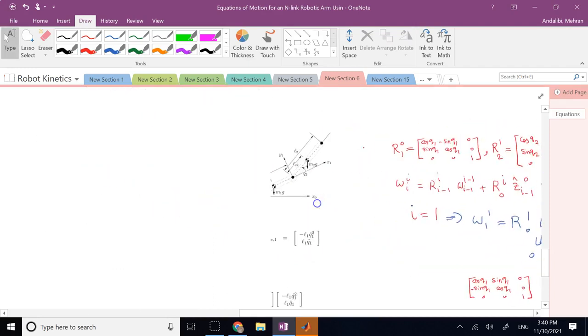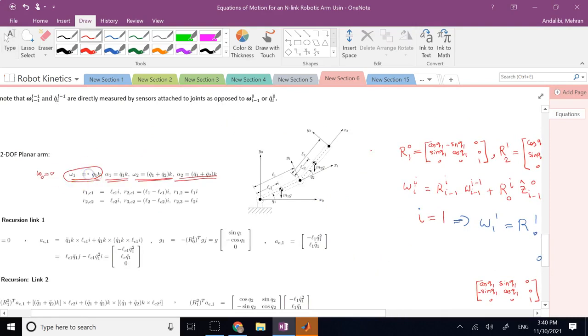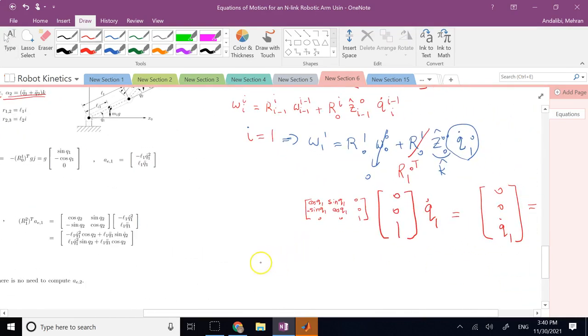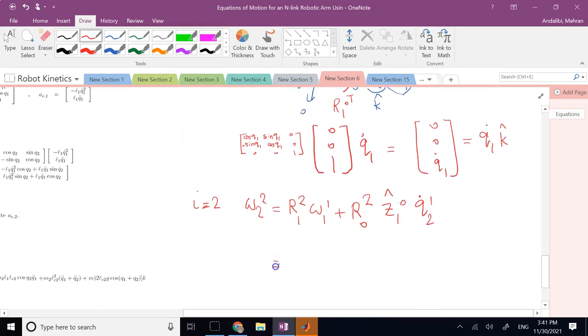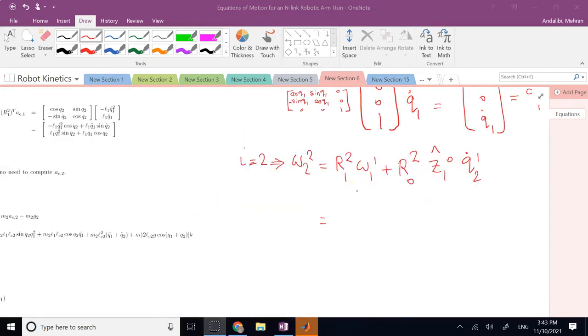And that's exactly what I have over here, q1 dot k. And then you can do the similar thing, apply omega 2, and you will get the same thing. So here you say i equals 2, and then you have omega 2 in 2 is equal to r of 1 with respect to 2, omega 1, plus r of 0 in 2, z of 1 in 0, and then q dot of 2 in 1, right? So what do we get in here? So this is r of 2 with respect to 1 transpose of that, which we already had above.